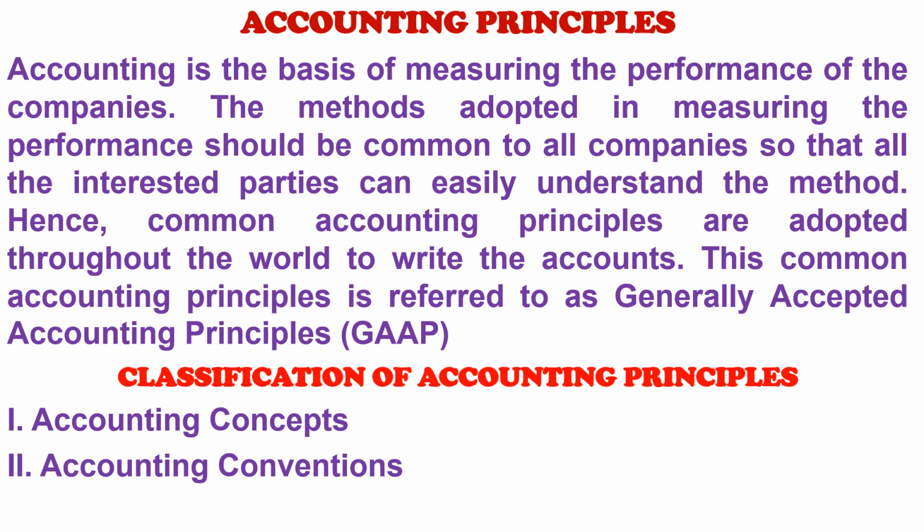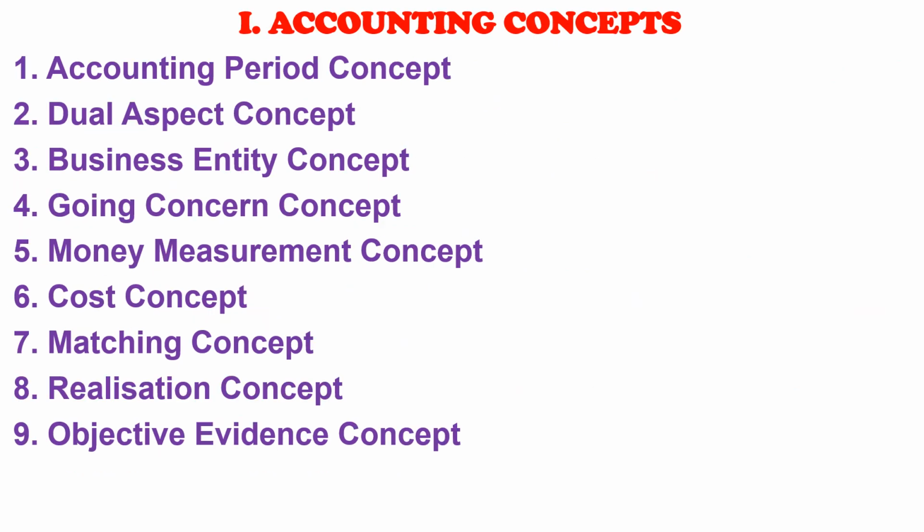Classification of accounting principles. 1. Accounting concepts and 2. Accounting conventions. Accounting concepts: 1. Accounting period concept. 2. Dual aspect concept. 3. Business entity concept. 4. Going concern concept. 5. Money measurement concept. 6. Cost concept. 7. Matching concept. 8. Realization concept. 9. Objective evidence concept.